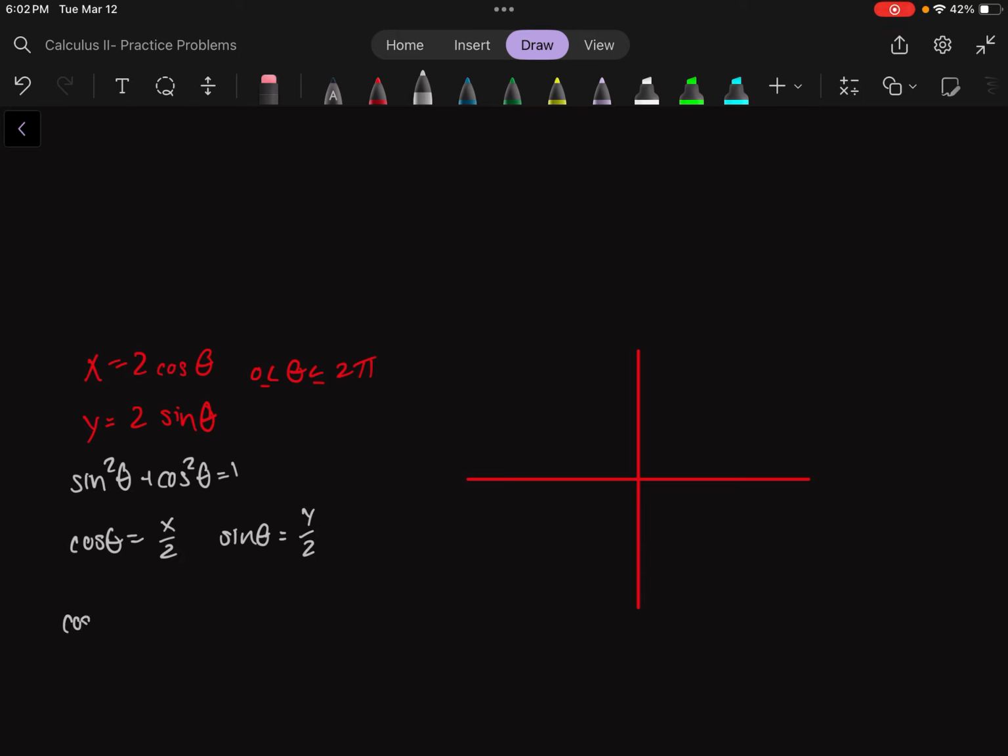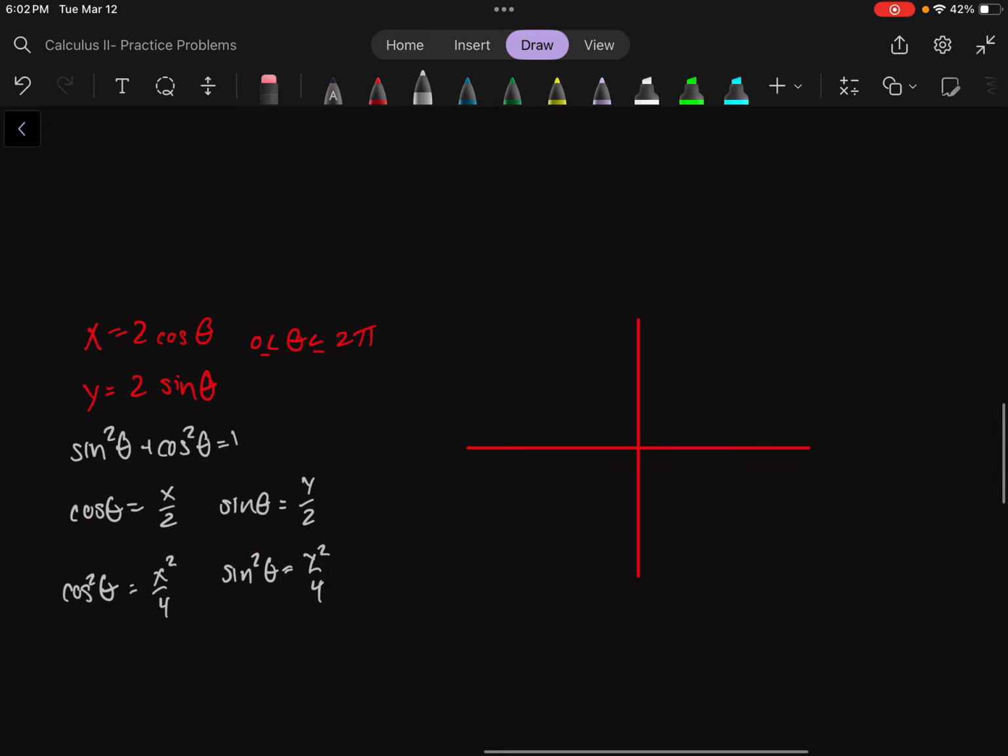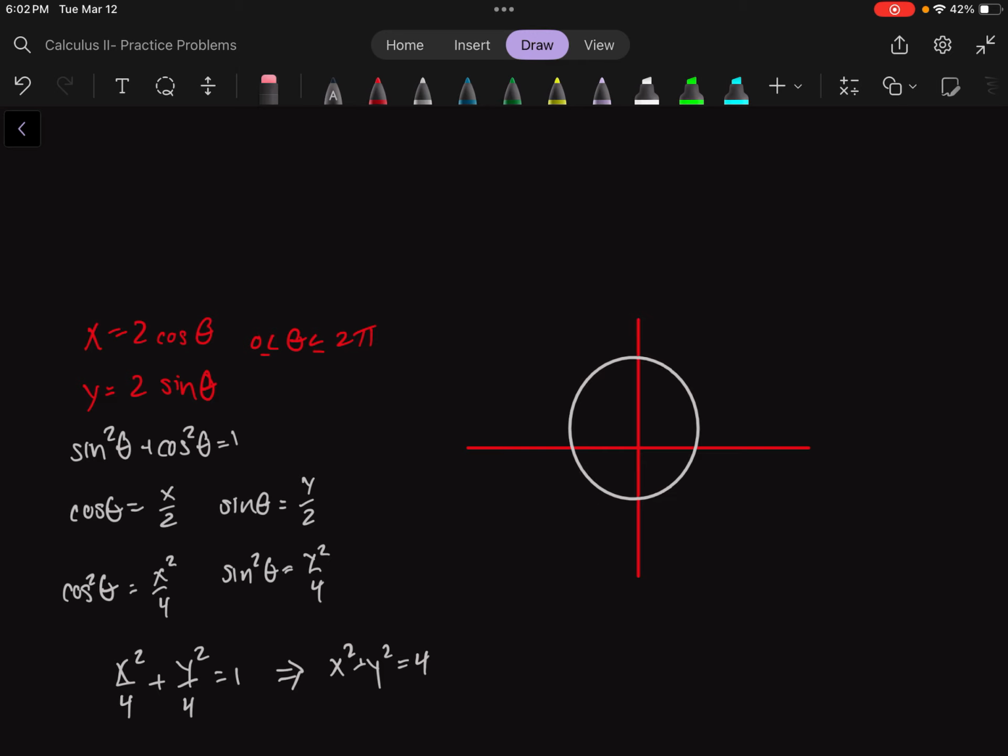Square them. Cosine theta squared is x squared over 4. Sine theta squared is y squared over 4. Add them together, you get x squared over 4 plus y squared over 4 equals 1. We eliminated the parameter. We got rid of theta. There's no longer a theta in our equation. Finally, we can multiply everything by 4 to get x squared plus y squared equals 4. Can we graph this? Yes, this is the equation of a circle.